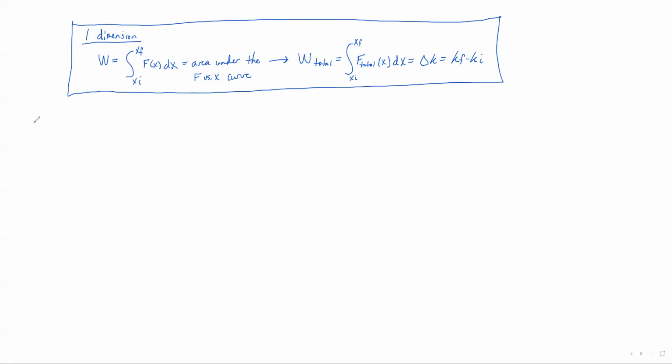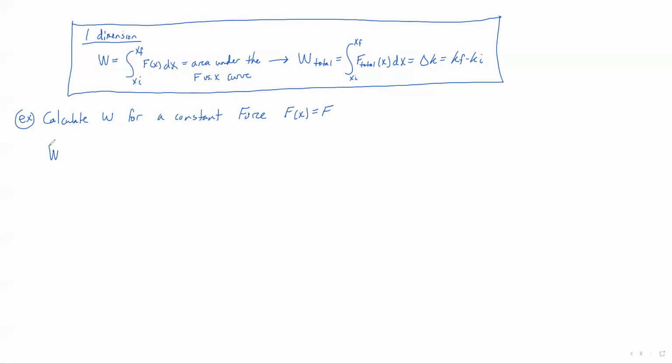So here's an example. Calculate W for a constant force, F of x just equals some value F. Now we know the answer, right? But I'm going to show you what it is because it's good to know where some of these things come from, right? There should be more than one way to derive something.